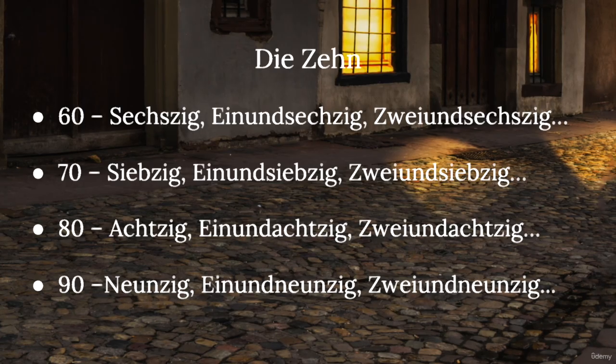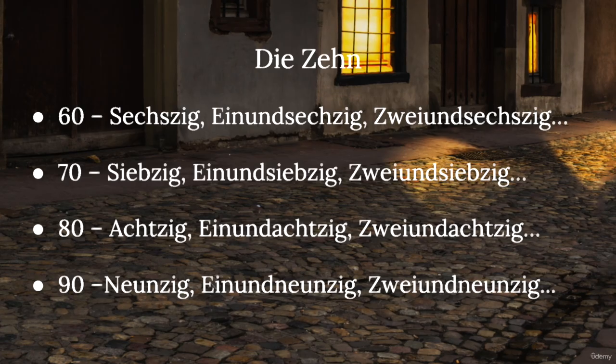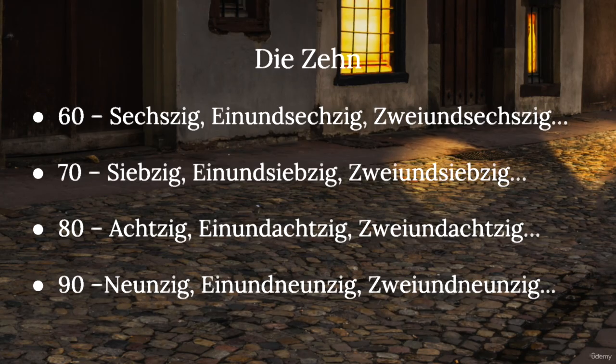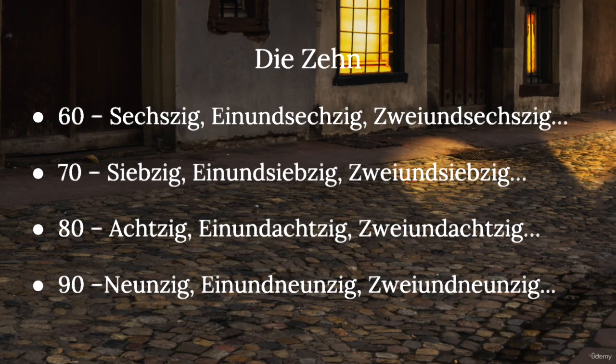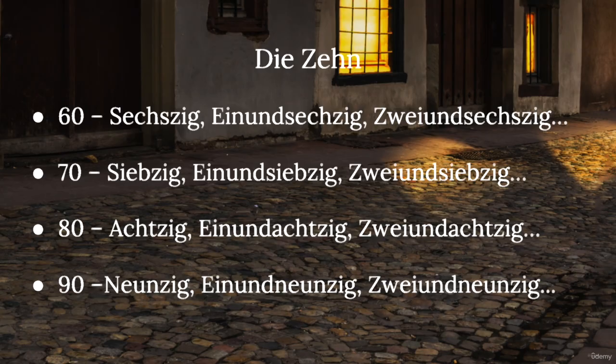With 70, you are going to have to read only the first half of the word sieben. So together it's siebzig, einundsiebzig, zweiundsiebzig. 80 is achtzig, einundachtzig, zweiundachtzig. 90 is neunzig. Then comes einundneunzig, zweiundneunzig.